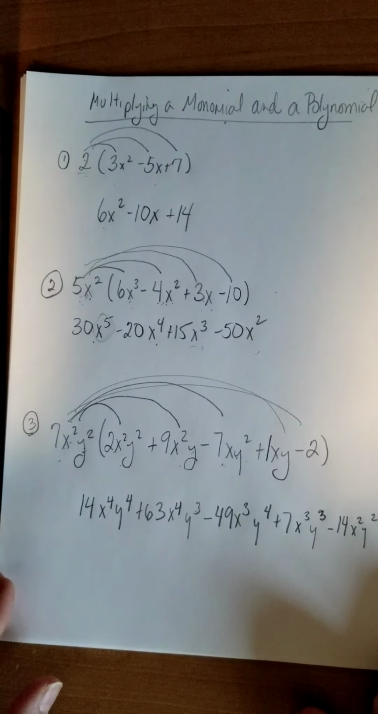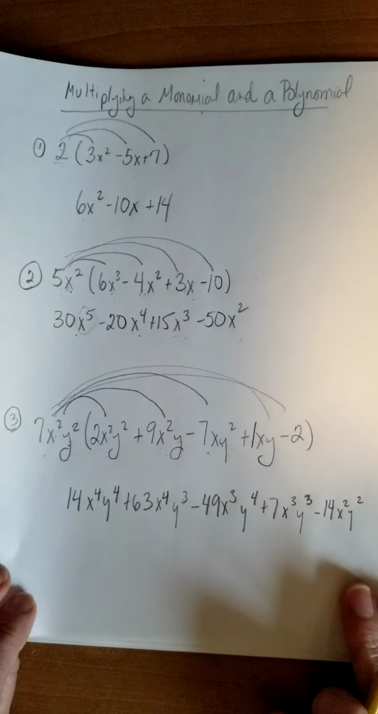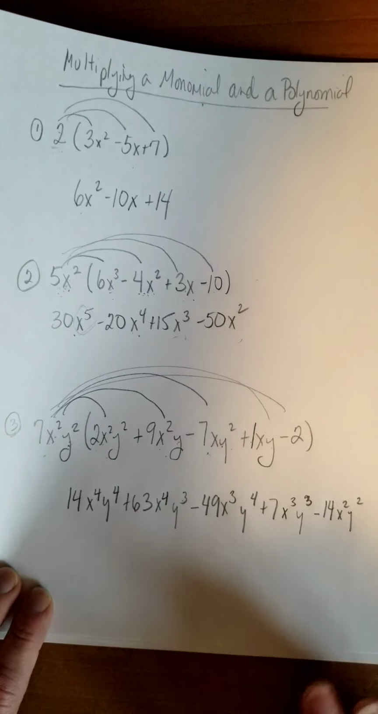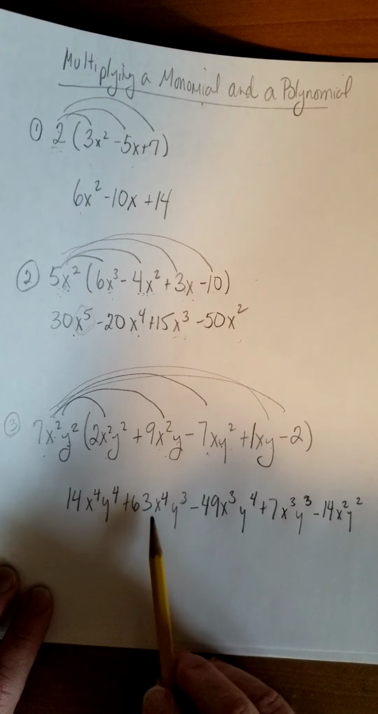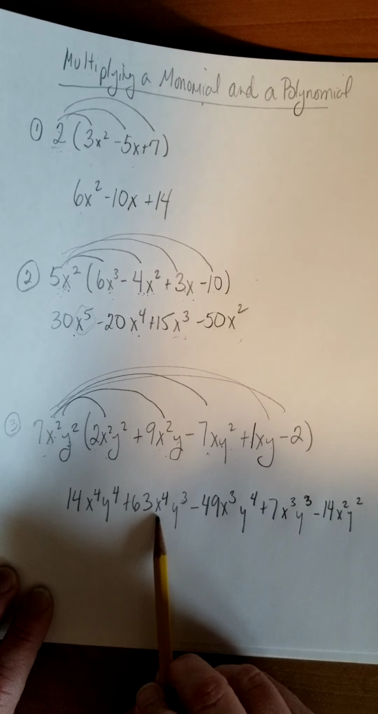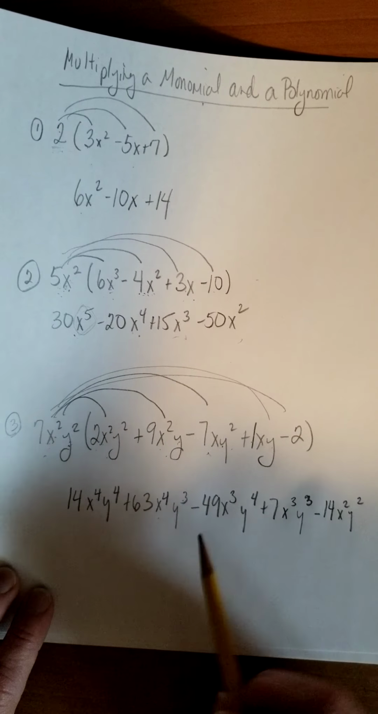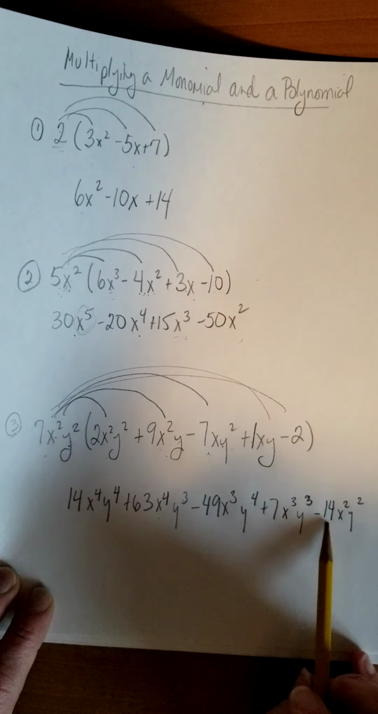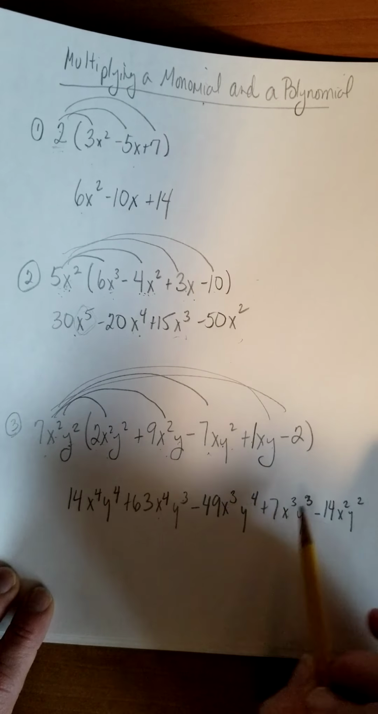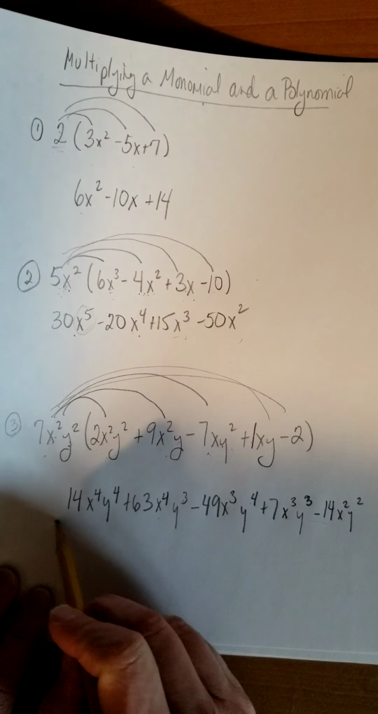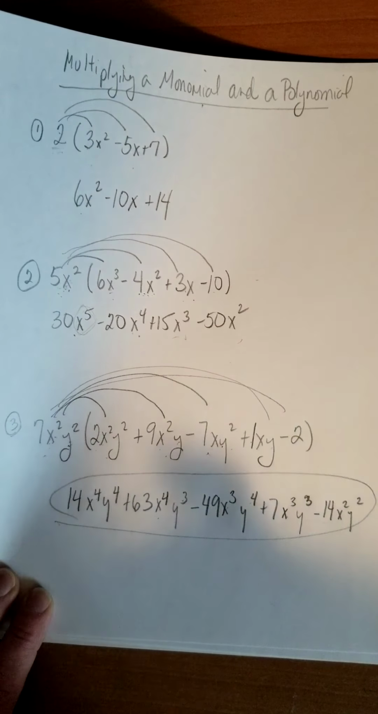Let me get that in there. So I'll kind of shove this over. There you go. So x to the 4th y to the 4th, there's nothing else like that. X to the 4th y cubed, there are no expressions like that. X cubed y to the 4th, there are no expressions like that. X cubed y cubed, there are no expressions like that. X squared y squared, there are no expressions like that. That's my answer.